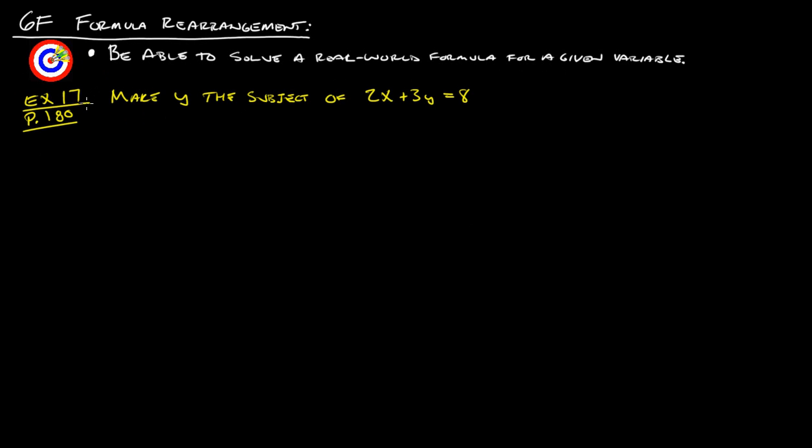We're going to take a look at example 17 from page 180, and it says make y the subject of 2x plus 3y equals 8. "Make y the subject of" is secret terminology for this. All it just means is solve for y. That's what they're really trying to say.